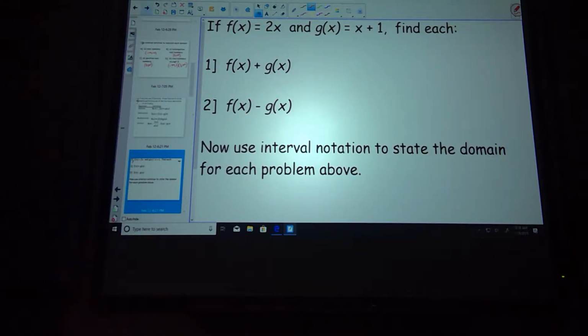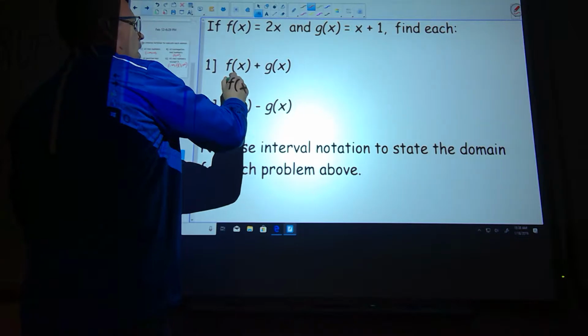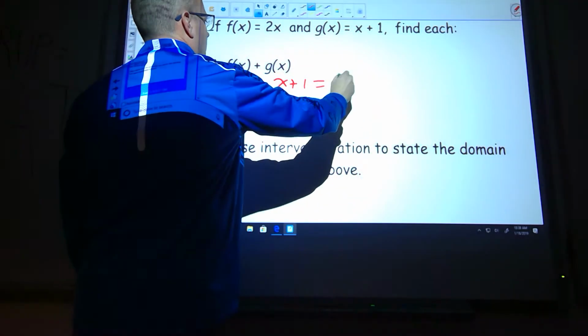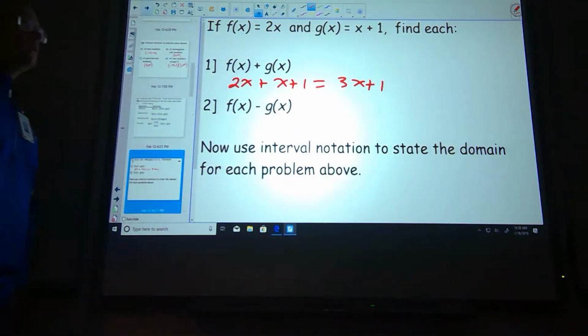All right. So the first one says, hey, we have function f at x is equal to 2x, and function g at x is equal to x plus 1. So we have f at x and g at x. Okay? Find each. So if I want to add them together, I'm going to get 2x plus x plus 1 equals 3x plus 1. Done.